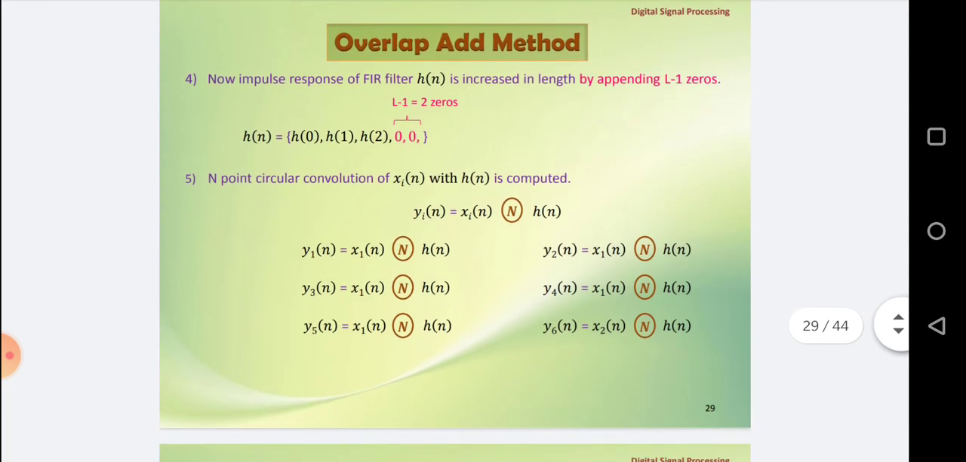Increase the length of h of n to capital N equal to L plus M minus 1, that is equal to 5. Already h of n is of length 3, so we have to add 2 extra zeros. So h of n equals h of 0, h of 1, h of 2, 0, 0. Take N point circular convolution of each input sequence with h of n, so that we will get output sequences y1 of n, y2 of n, y3 of n, y4 of n and y5 of n.